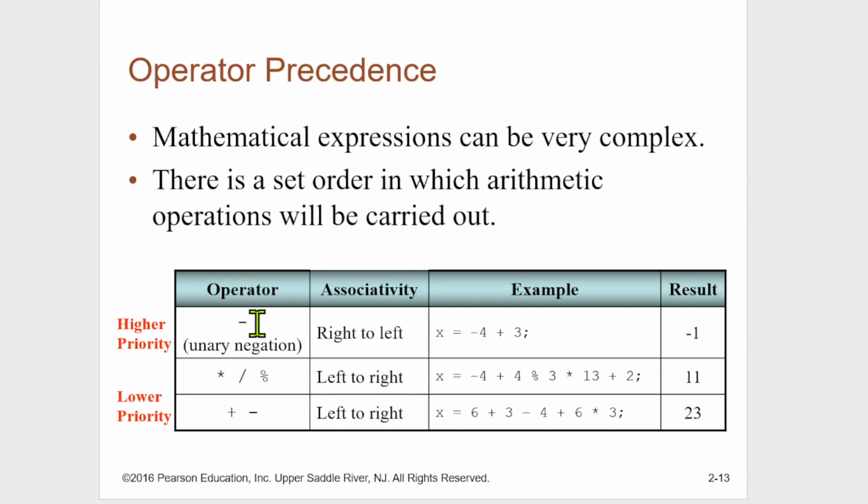The highest priority is negation. So if something has been given a negative value, it'll be the highest priority. Okay. After that, you're going to have multiplication, division, and modulus. And they go right to left.